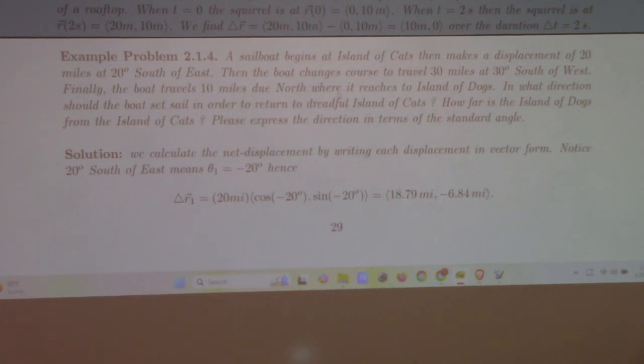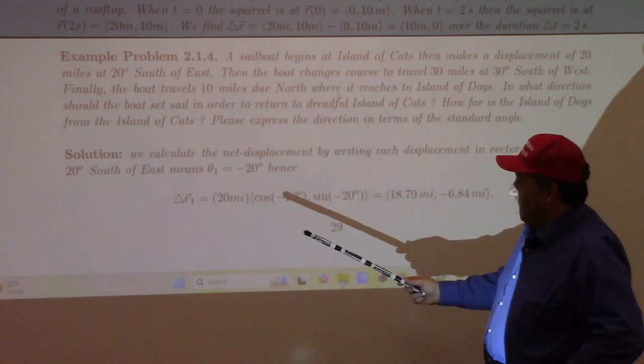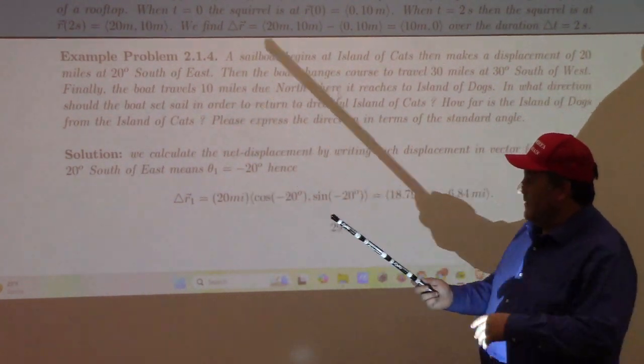So what I do here is I calculate each displacement as a vector and then take the sum of the displacements to get the net displacement. There's a picture on the next page of the notes we'll look at in a second. So first of all, south of east, right? What does that mean?